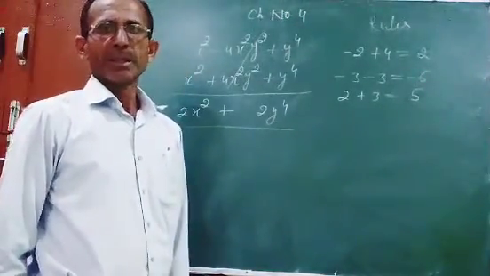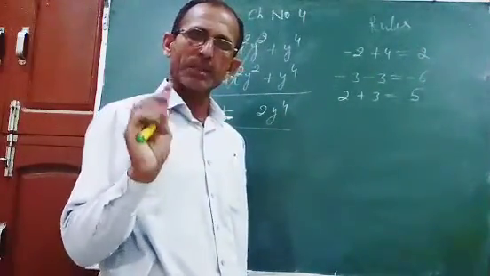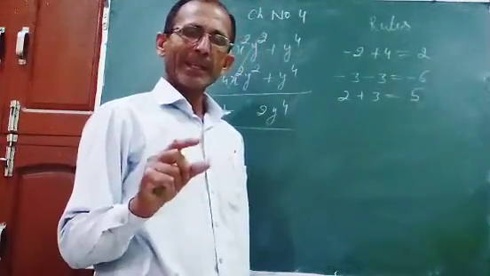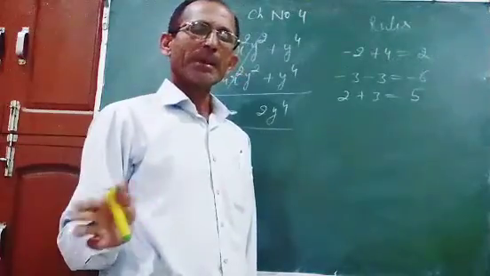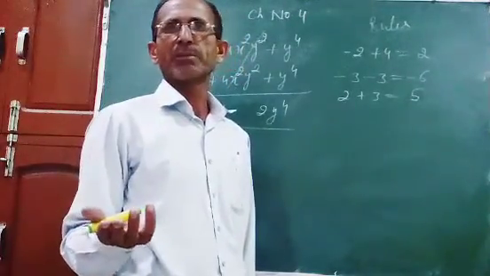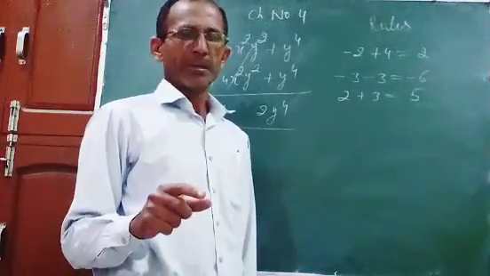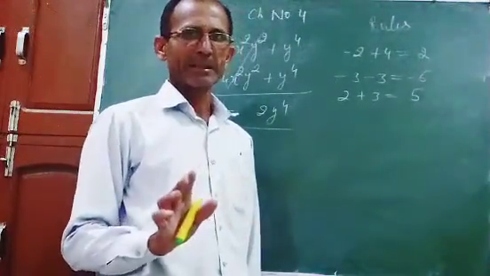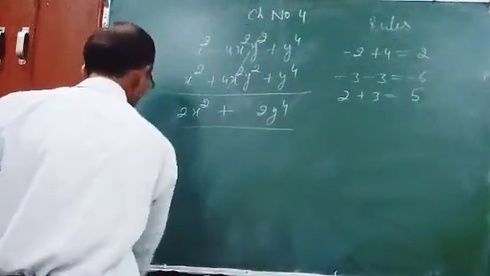Understood? Once again, the rules of addition: if signs are like, meaning both plus or both minus, these are called like signs, so add and put the same sign. If signs are unlike, meaning one plus and one minus, then always subtract, and the sign which is repeated more times, we put that sign. Understood? Okay.